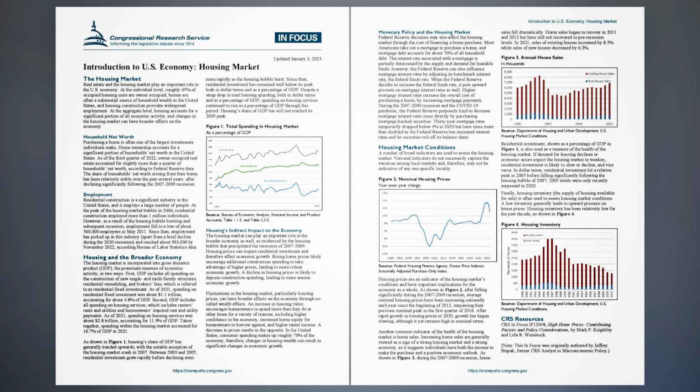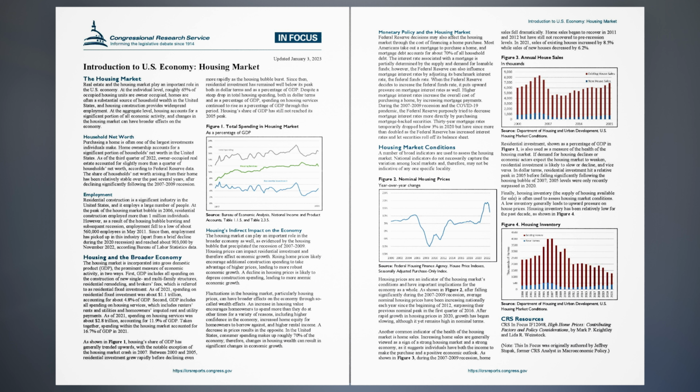Employment. Residential construction is a significant industry in the United States, and it employs a large number of people. At the peak of the housing market bubble in 2006, residential construction employed more than 1 million individuals. However, as a result of the housing bubble bursting and subsequent recession, employment fell to a low of about 560,000 employees in May 2011. Since then, employment has picked up in this industry, apart from a brief decline during the 2020 recession, and reached about 903,000 by November 2022, according to Bureau of Labor Statistics data.